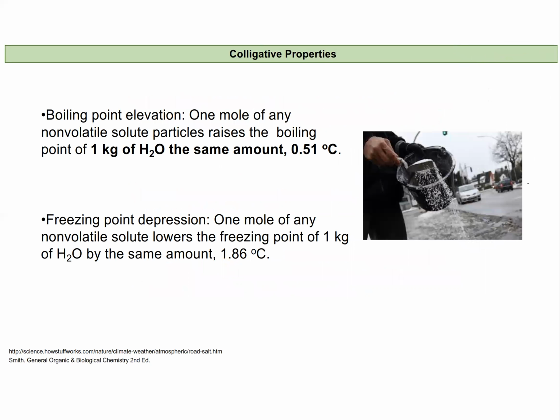So boiling point elevation first. Here we go. Boiling point elevation, and this is just looking at water, so it depends on the type of solvent that you're looking at. It'll have different changes in the boiling point based on the amount of the solute. But for water, which is I think our most common solvent, if you have a kilogram of water, you will increase that boiling point 0.51 degrees Celsius if you add 1 mole of solute.